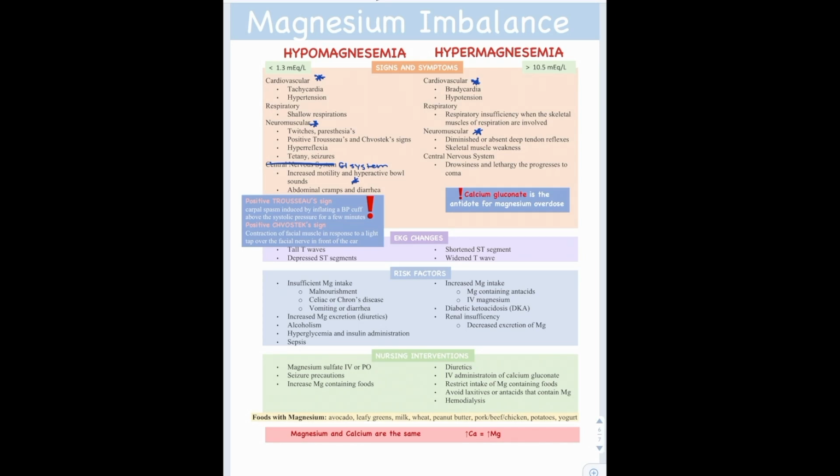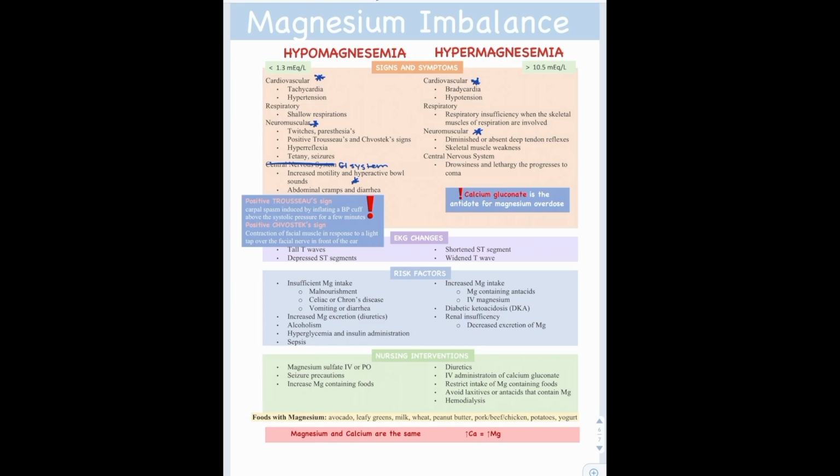So when we look at EKG changes, we can see tall T waves and depressed ST segments for hypomagnesemia. And for hypermagnesemia, we can see shortened T waves and shortened ST segments and a widened T wave. You don't need to memorize the EKG changes, most likely you won't be asked about that, but you will be asked about signs and symptoms.